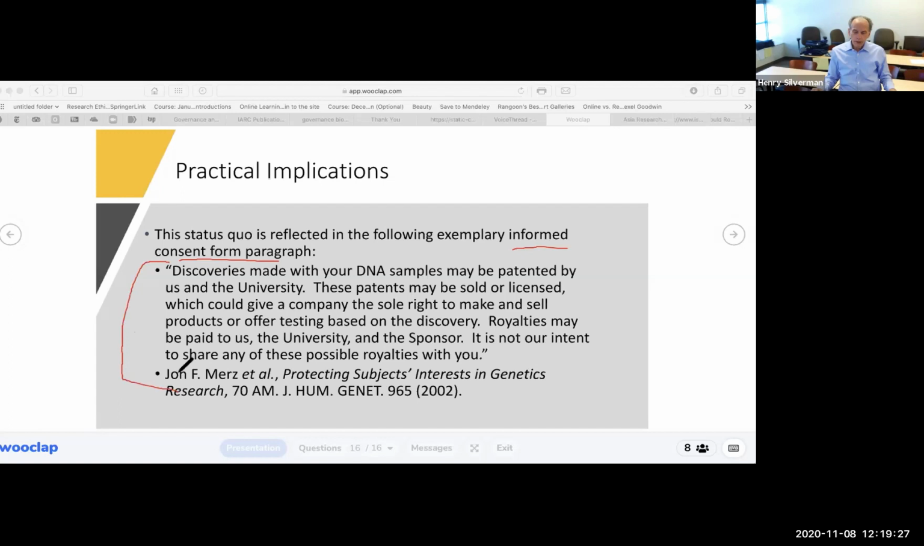Okay, right. So one suggestion is, if you think the participant should not have any rights, then you have to say that in the consent form. Here's an example of such a statement. Discoveries made with your DNA may be patented by us and the universities, may be sold or licensed, and royalties may be paid to us if we give it to another company. It is not our intent to share any of these possible royalties with you. So you have to spell that out in the consent form, and this has to be approved by the IRB.